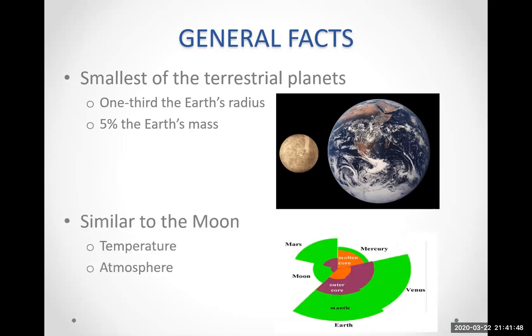Now, the reason that the moon and Mercury are in the same chapter, this idea of cratered worlds, is that they do have several things in common with each other. Specifically, they have commonalities in terms of temperature, atmosphere, surface features, and this idea of how they rotate and how they revolve around a central object.